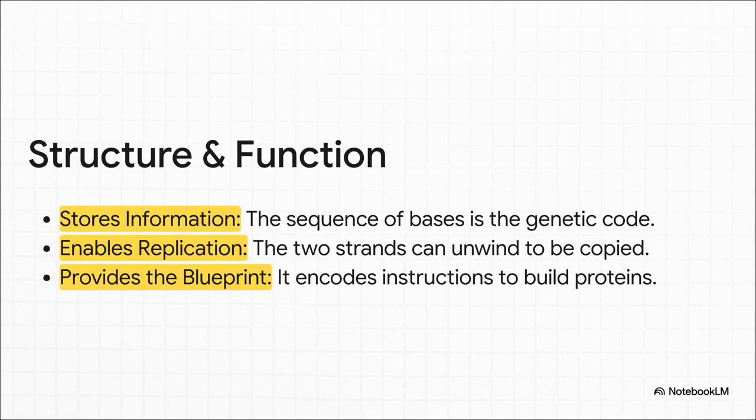This right here is the so what of it all. This is where you see how perfectly the structure is built for its job. 1. The specific sequence of bases, A, T, C, and G, is the actual code that stores all our genetic information. 2. Because the strands are perfect mirror images, they can be easily unwound and copied with incredible accuracy. And 3. It provides the ultimate blueprint for building every single protein that does all the work in our cells.